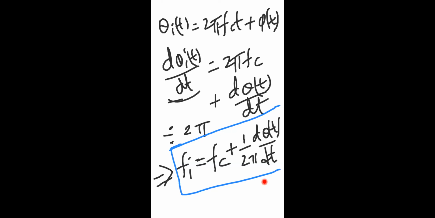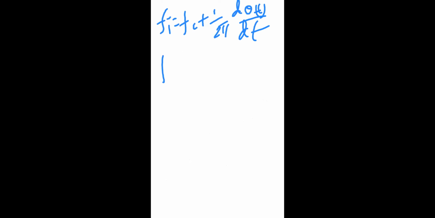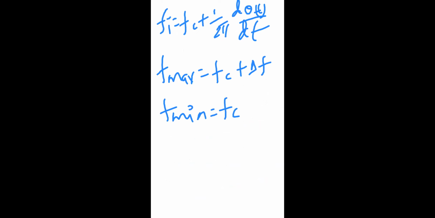Okay, anyway finally the maximum value of this one will be del f. See, you have fi is equal to fc plus 1 by 2 pi d theta t divided by dt. Then what is the maximum value? The maximum value will be fc plus del f. What is the minimum value? fc minus del f. These two are the extreme values. Anyway finally you have to get that from that equation.